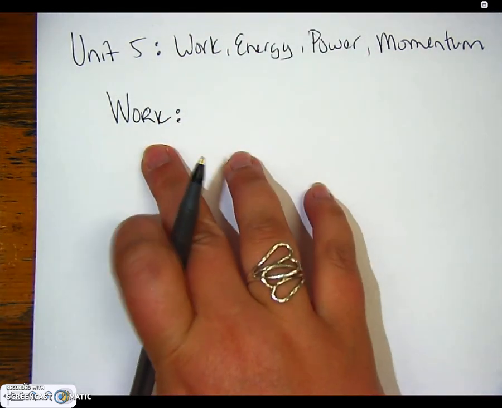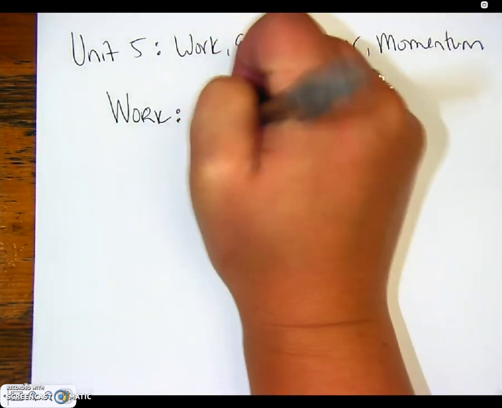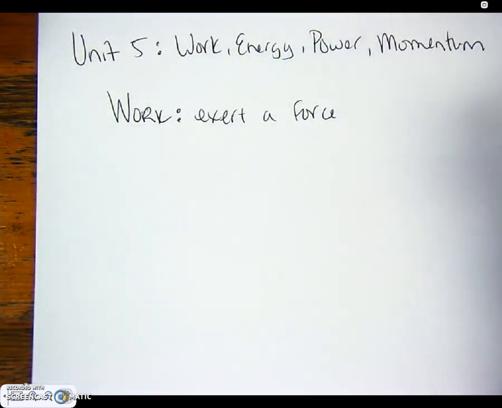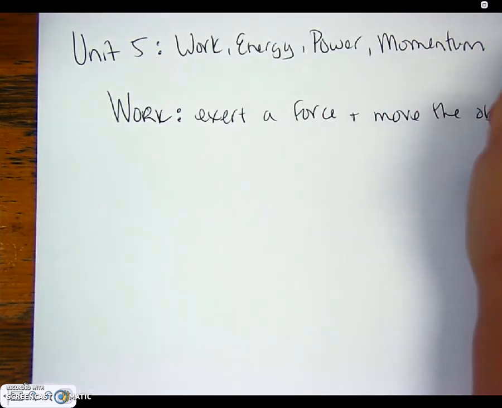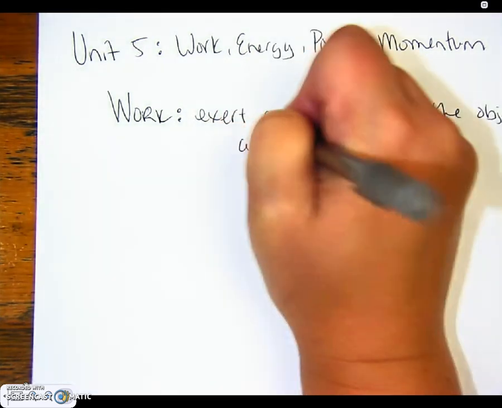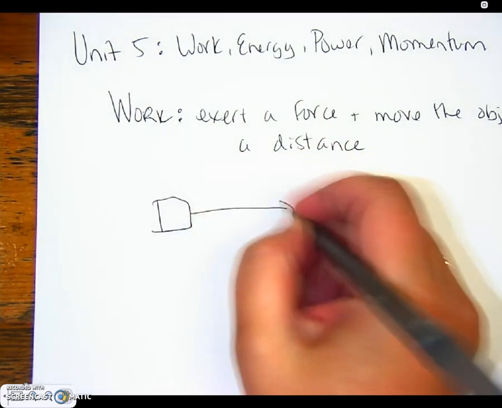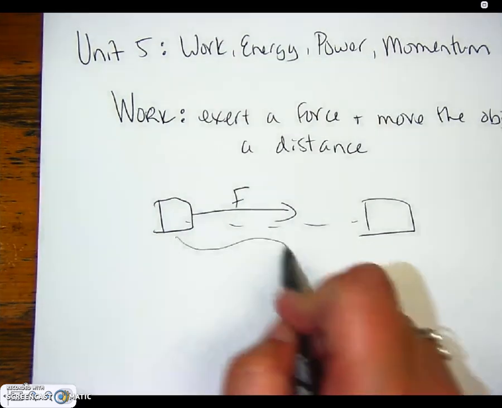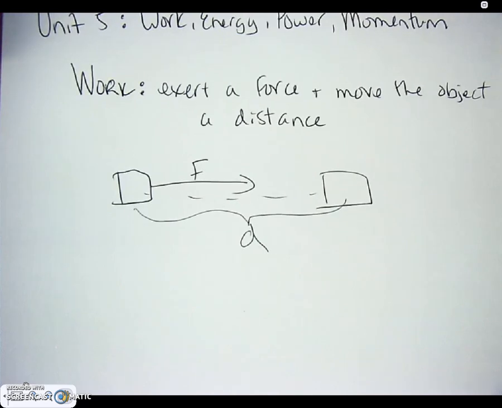Well, when we do work on an object, we exert a force, and by exerting a force, we then move the object some distance, or we displace the object, right? So if I have an object here and I apply a force to it, the object will eventually move over here and it will have gone some distance d. So one way of quantifying work is to relate this force and the displacement of the object.